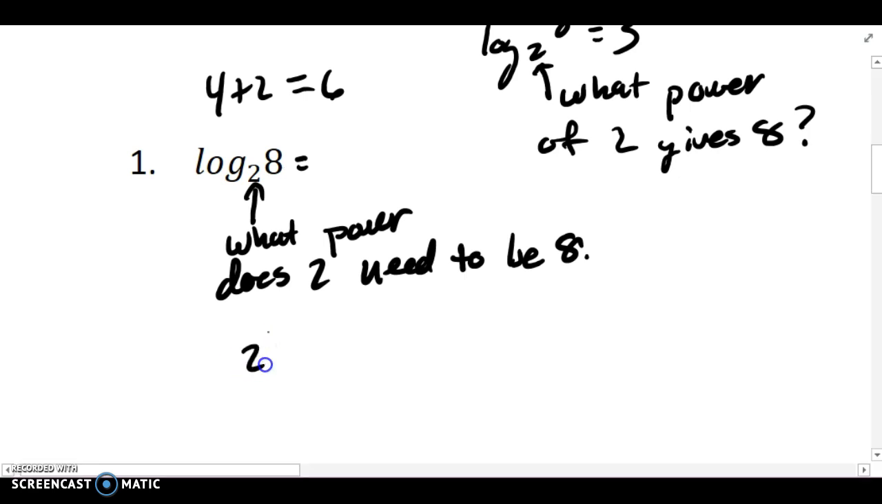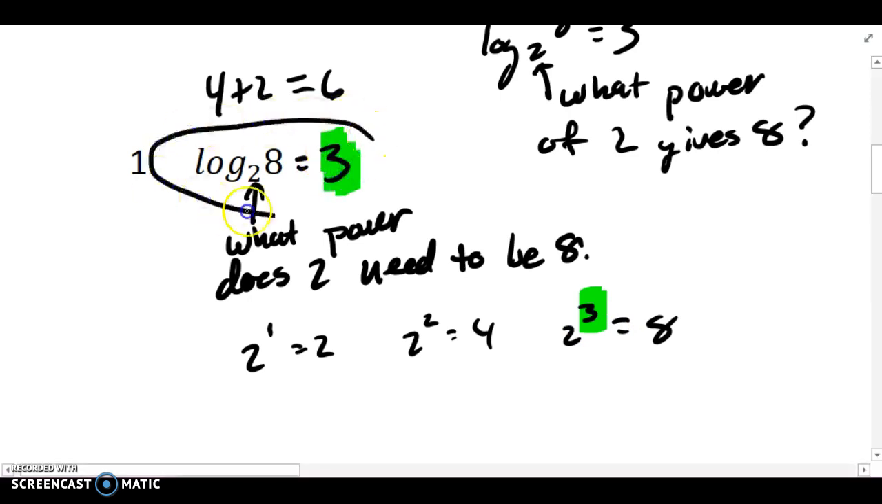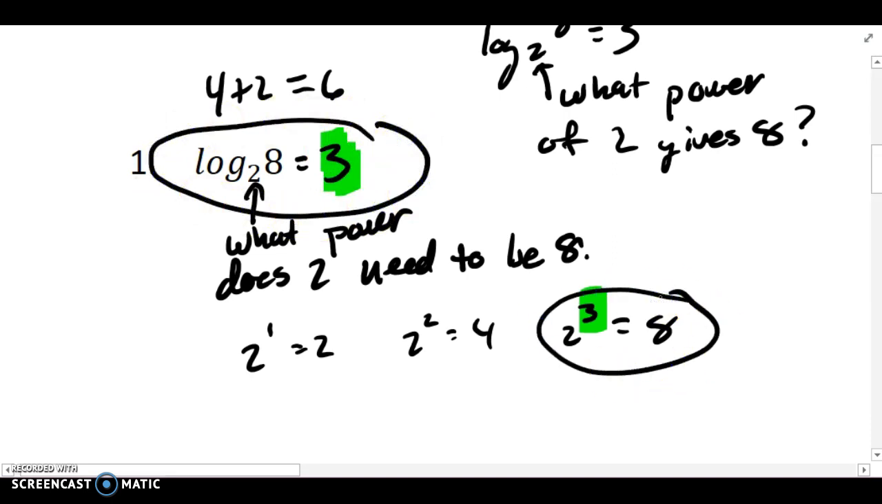So let's go: 2 to the first power, well, that's 2. 2 squared, that's 4. 2 to the third, that is 8. So because 2 to the third is 8, this here is the answer. Notice that this and this are the same thing. Where the power is the answer in one, the log base 2 of 8 is the answer in the other. So they're kind of backwards of each other. Again, that's why they're inverses.